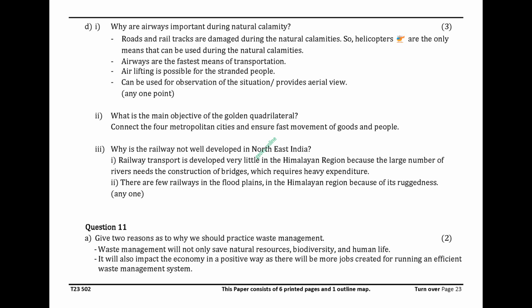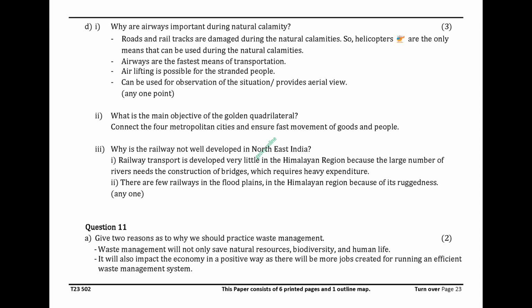What is the main objective of the Golden Quadrilateral? Connect the 4 metropolitan cities and ensure fast movement of goods and people. Why is the railway not well developed in northeast India? Railway transport is developed very little in the Himalayan region because the large number of rivers needs the construction of bridges, which requires heavy expenditure. There are few railways in the floodplains, in the Himalayan region because of its ruggedness. Any one?